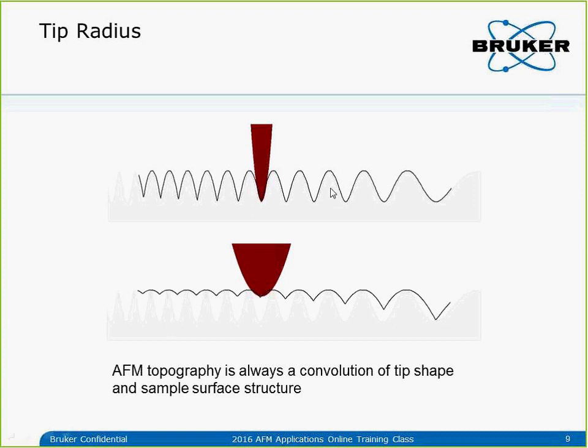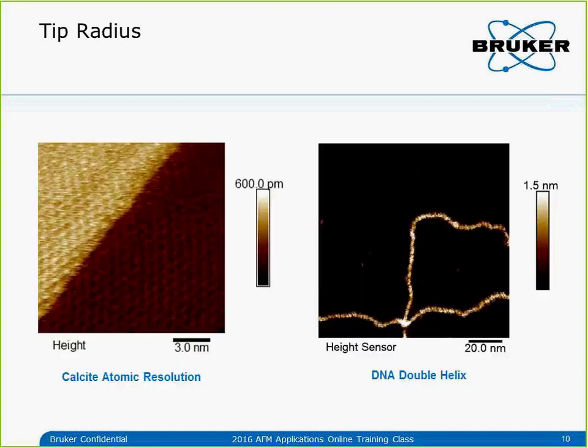For example, in this diagram, same sample features, those sharp spikes. If my tip is sharp enough, its radius is small, then the tip can get into those small valleys to image the real surface. But if my tip is dull, the tip radius is large, then actually the sharp spike on the surface is imaging my tip. The profile we see in the image is not our surface. It's actually our tip. So it is critical to choose the right tip radius, and in most cases we want a sharp tip radius, because we want a high resolution image.